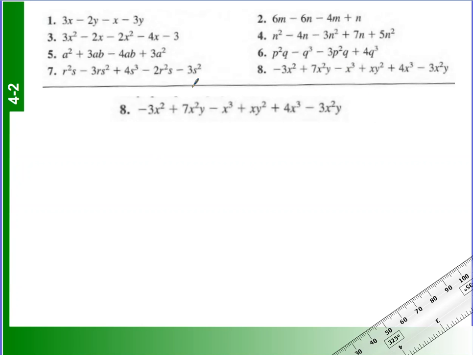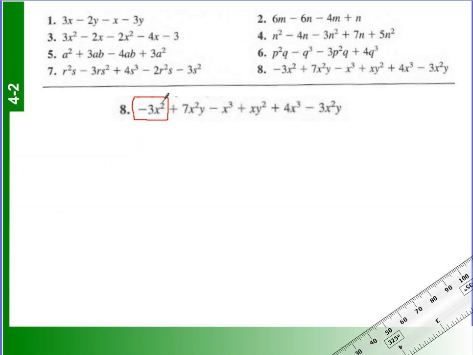So in problem number 8, we have 6 terms, 1, 2, 3, 4, 5, and 6. And we need to combine the similar terms. Now, what I like to do is make a visual so it's easier to see. So I'm going to put a box, a rectangle, around negative 3x squared.